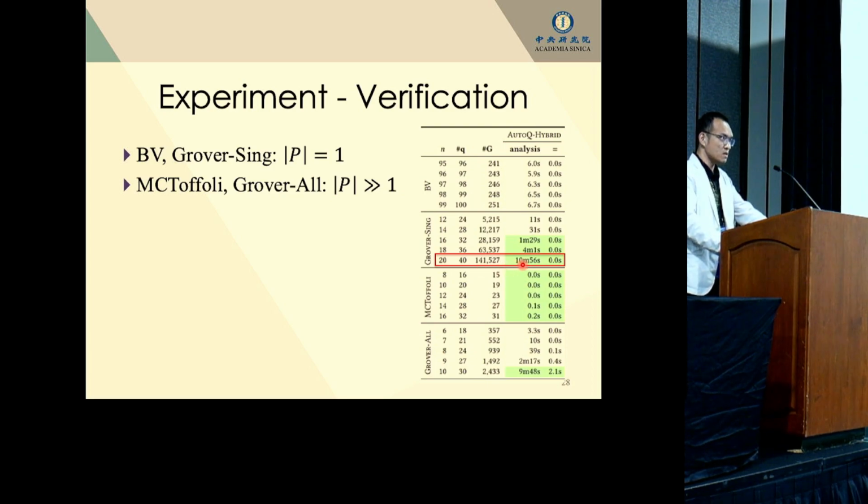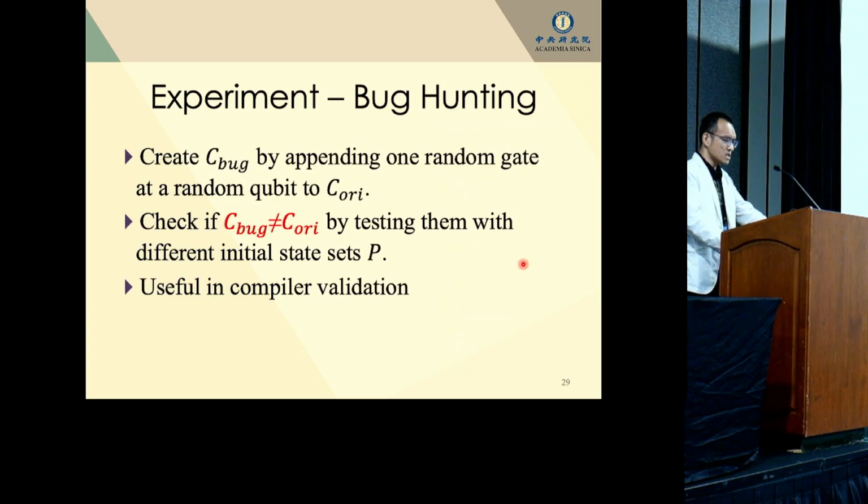So this is an example to show that it's actually quite efficient. And in the other example, we show the capability of our approach in bug hunting. The way we do it is the following. Starting from some circuit, we inject a bug by randomly inserting an additional gate.